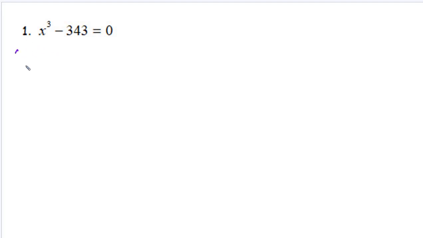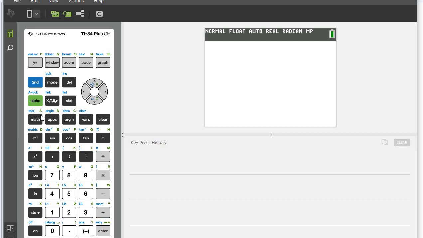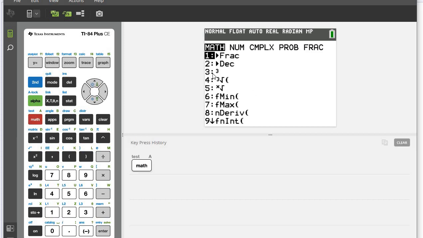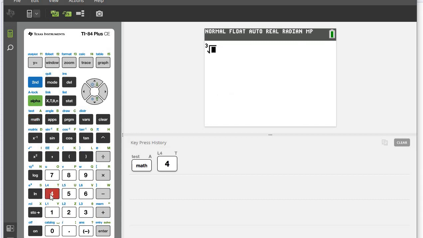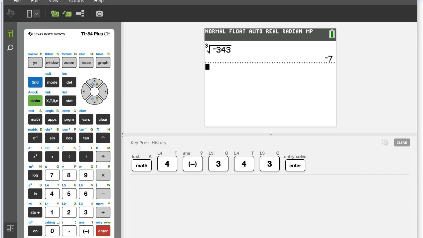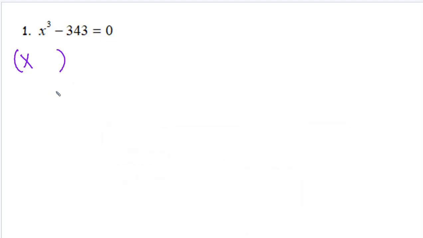Okay, so remember, to get this first binomial, you just take the cube root of what's there. So the cube root of x cubed is x. Now if you don't know the cube root of negative 343, it's not a big deal. Just pull out your calculator, go to math right here. You'll see this right here on number 4. That's the cube root. So you go 4 and you do negative 343 and then hit enter. And it tells you that it's negative 7. So I know that this is going to be x minus 7.